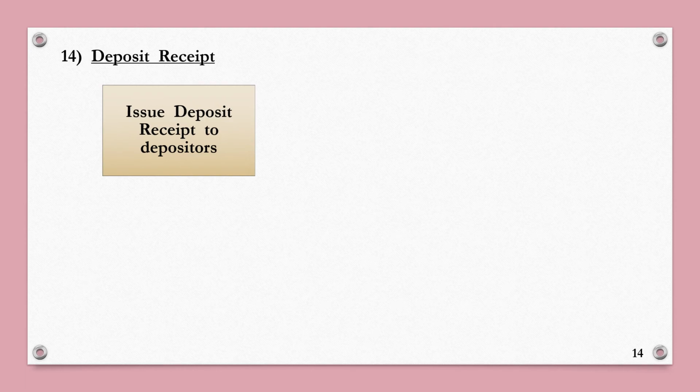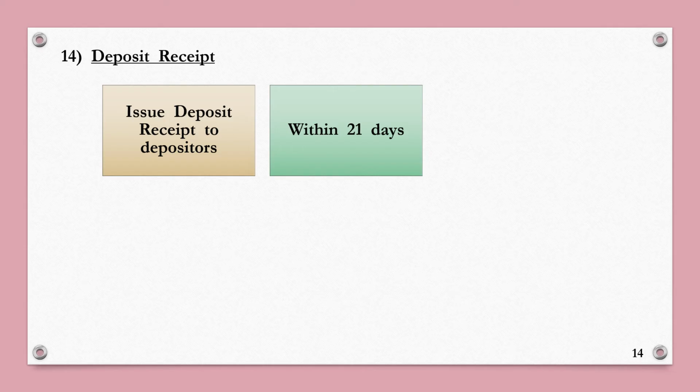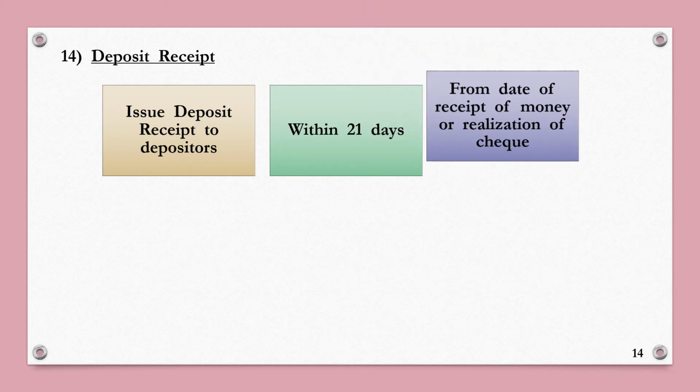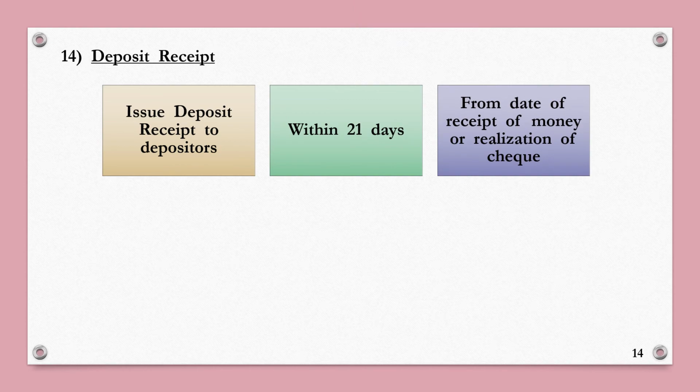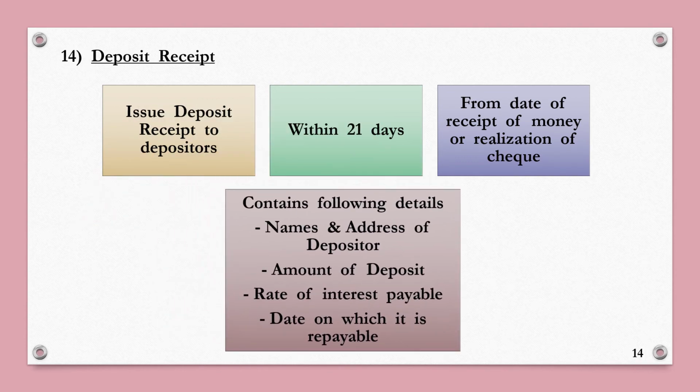The 14th condition is related to issue of deposit receipt. A company needs to issue deposit receipt to depositors as evidence for the amount which they have deposited with the company, and that too within 21 days from receiving deposit money, and in case of cheque, after realizing the amount of cheque. This deposit receipt contains the following details. It should specify the name and the address of the depositor, the amount of deposit, that is whatever amount they have deposited with the company, the rate of interest which would be paid to them, and also the date on which the company will repay the principal amount back to them.